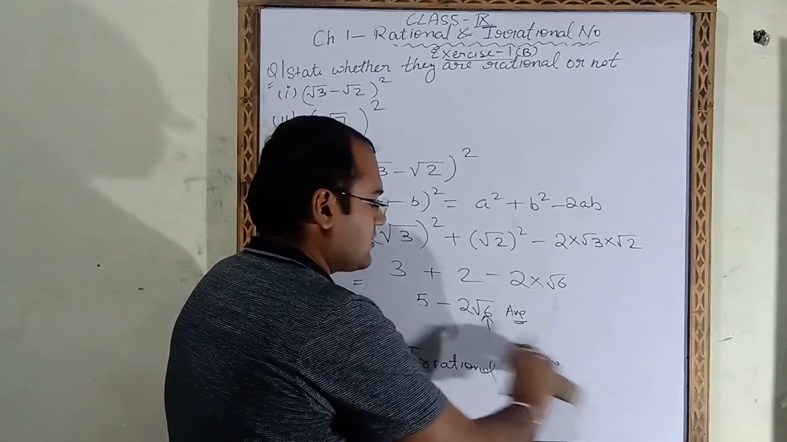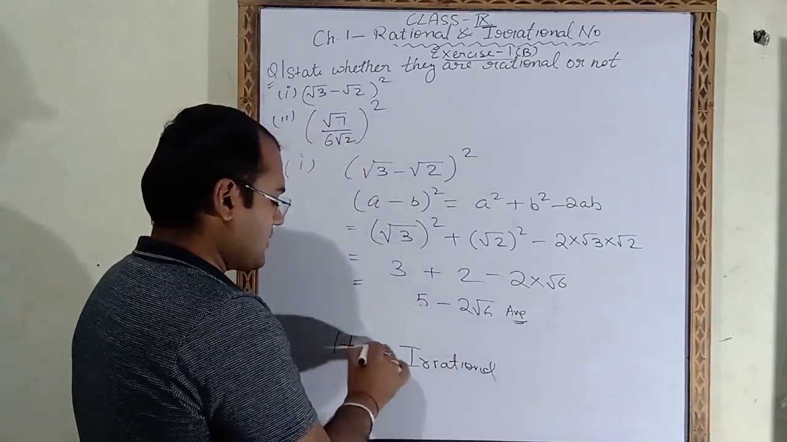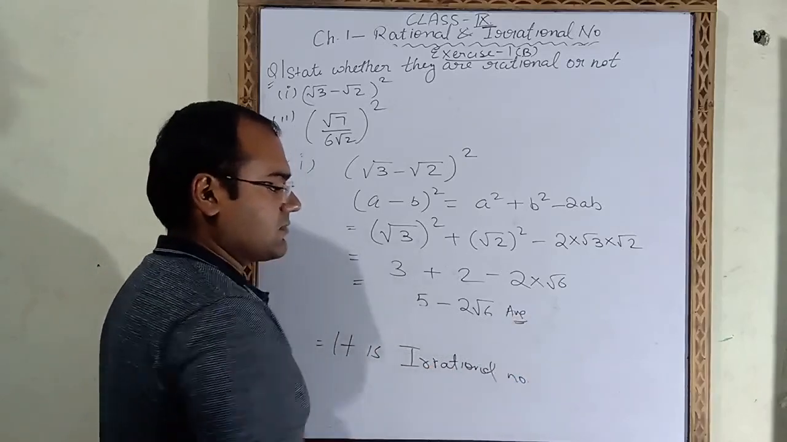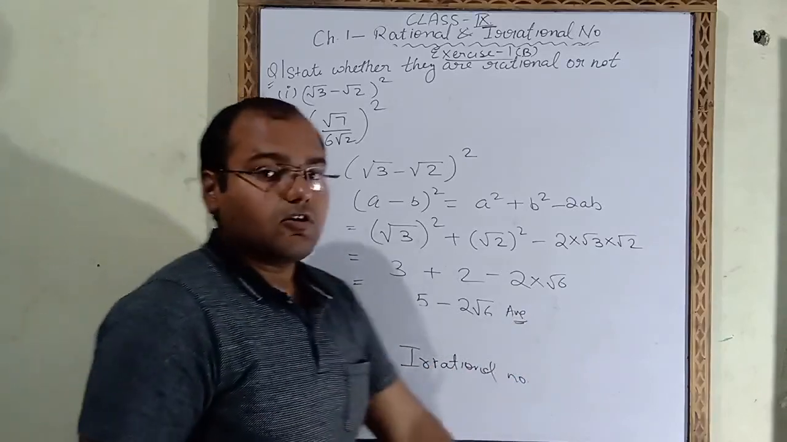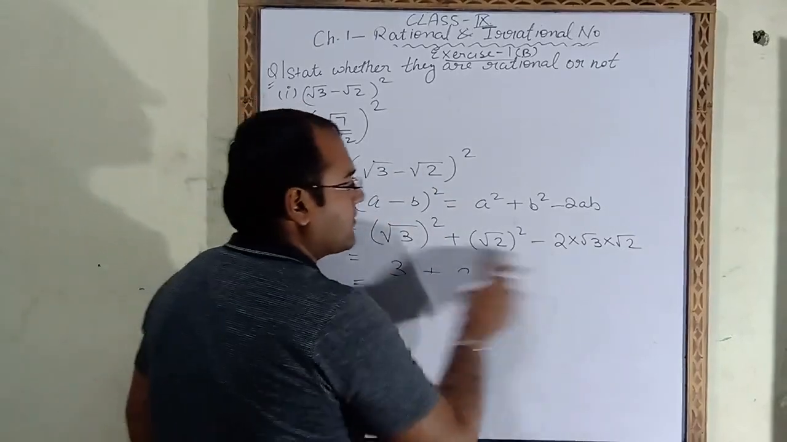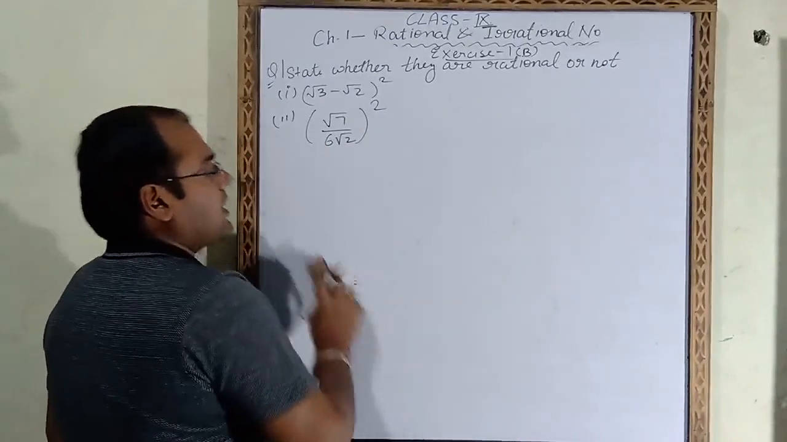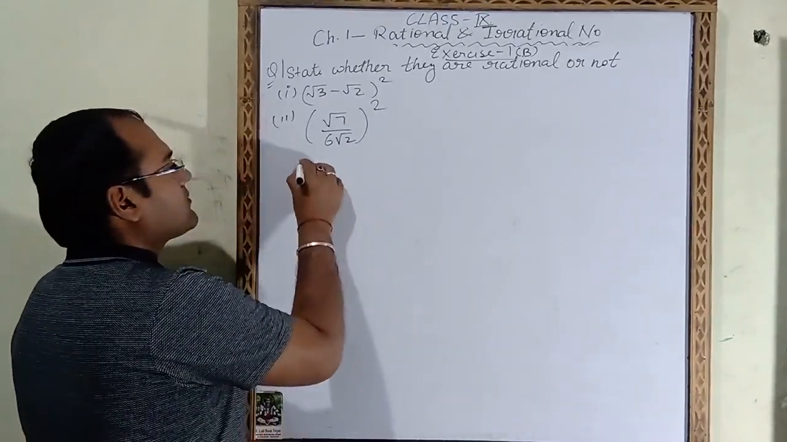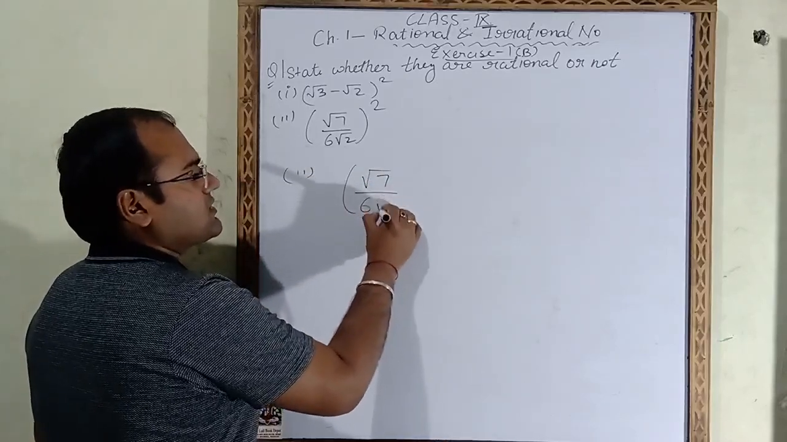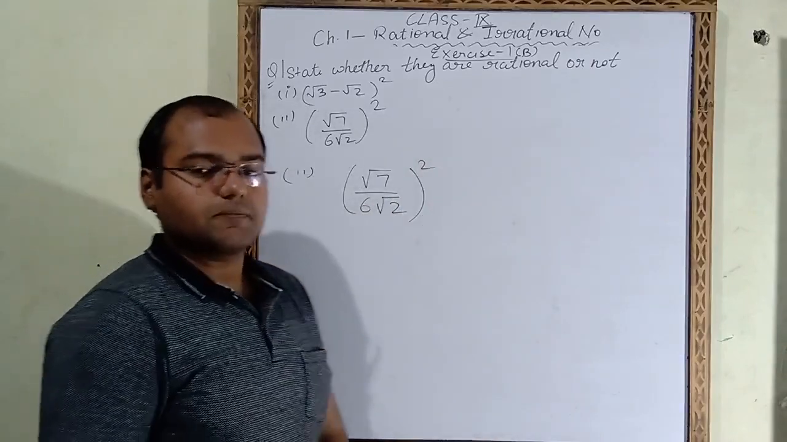So we can say it is irrational number. Now we will solve second part. What is second part? Second part is under root 7 upon 6 under root 2 whole square. So this is the question.